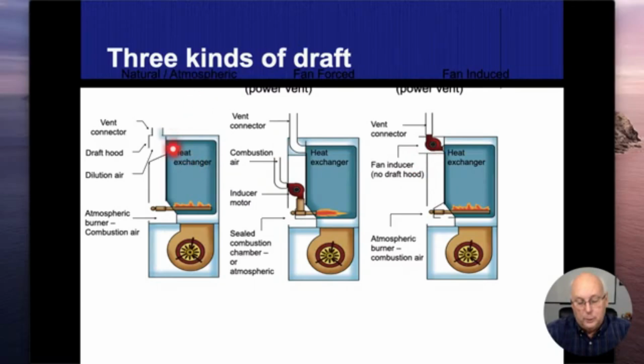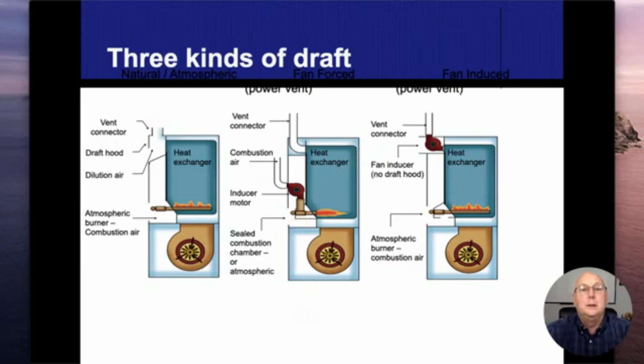So on this one, we're going to create a fire at the bottom of the heat exchanger. That heat is naturally going to rise, go through my vent connector into my chimney or B-vent or whatever, and leave the building. Hot air naturally rises. That's considered a natural draft. There's no mechanical support whatsoever.